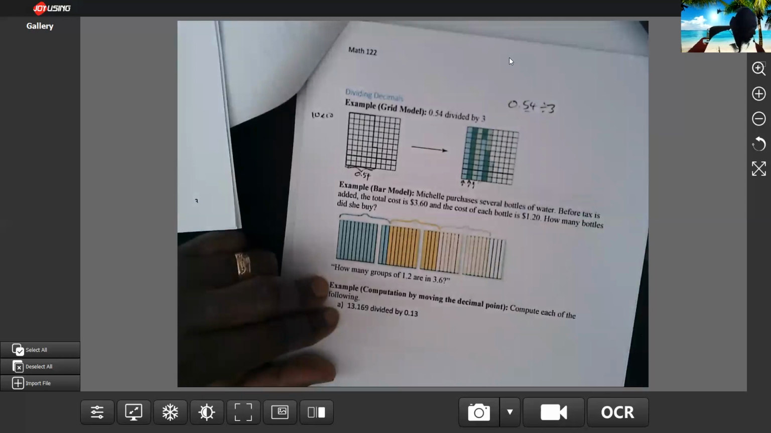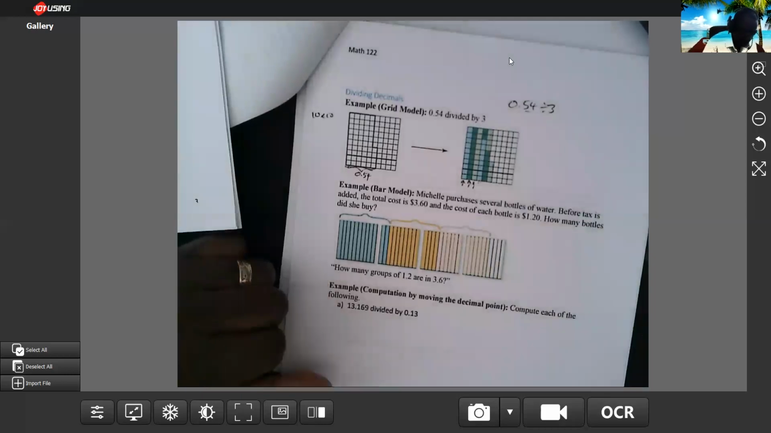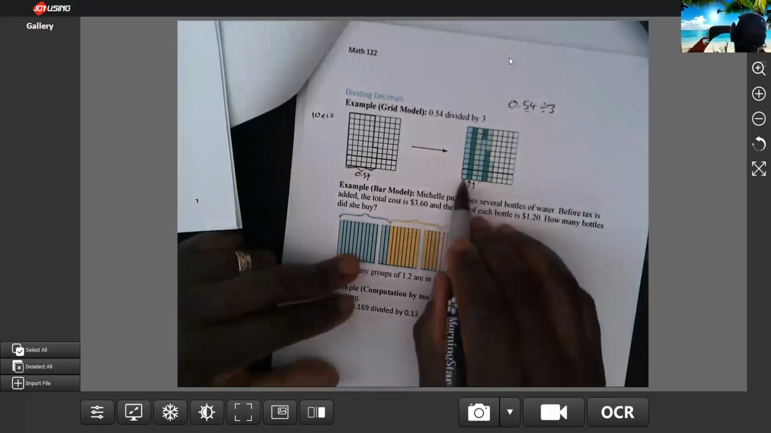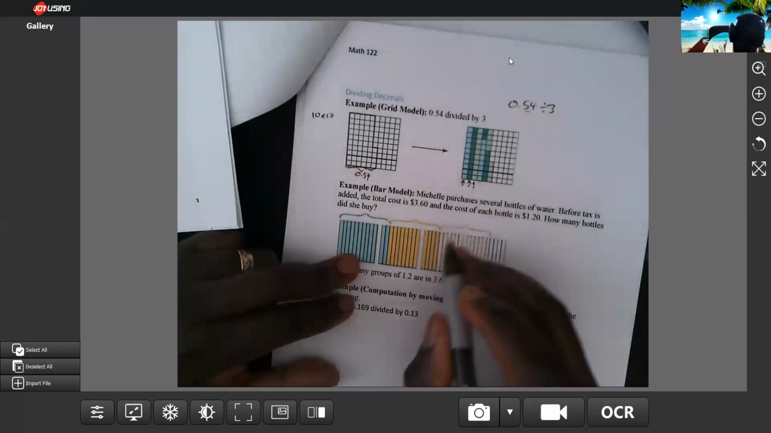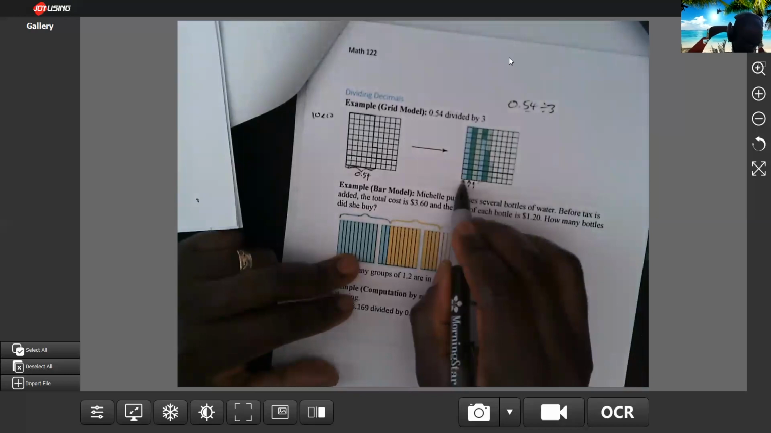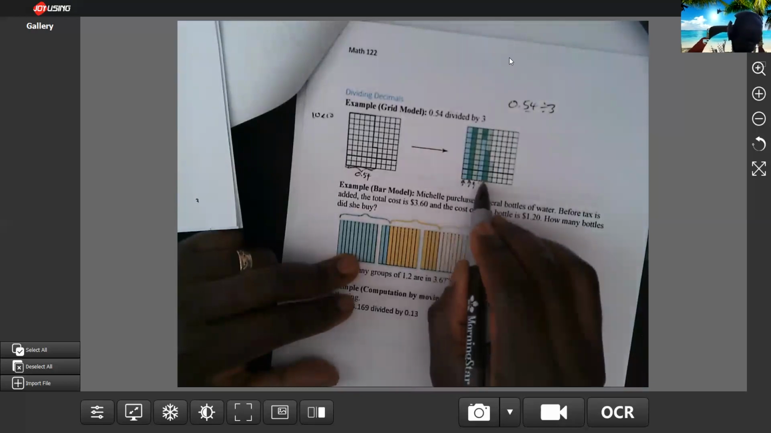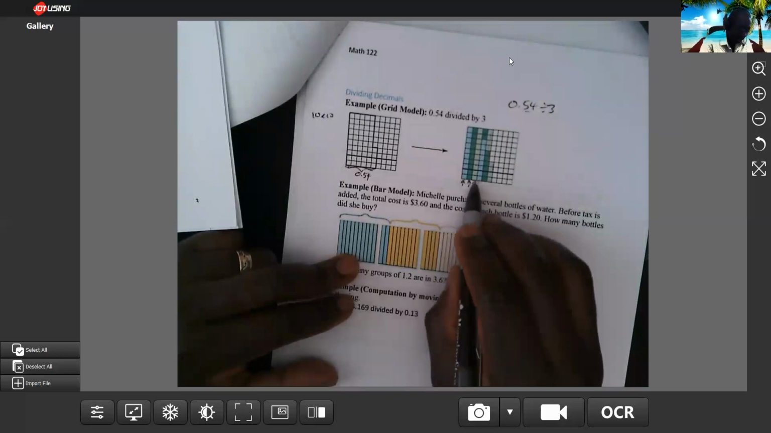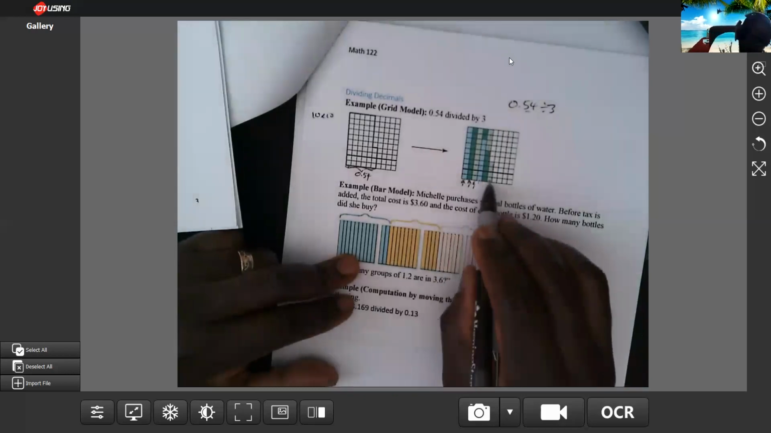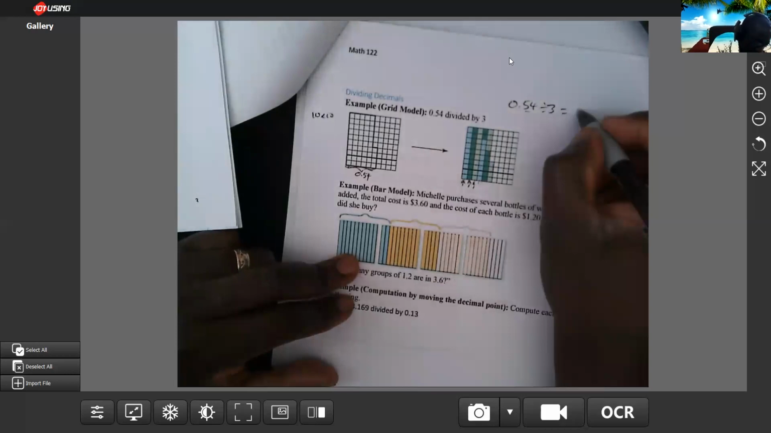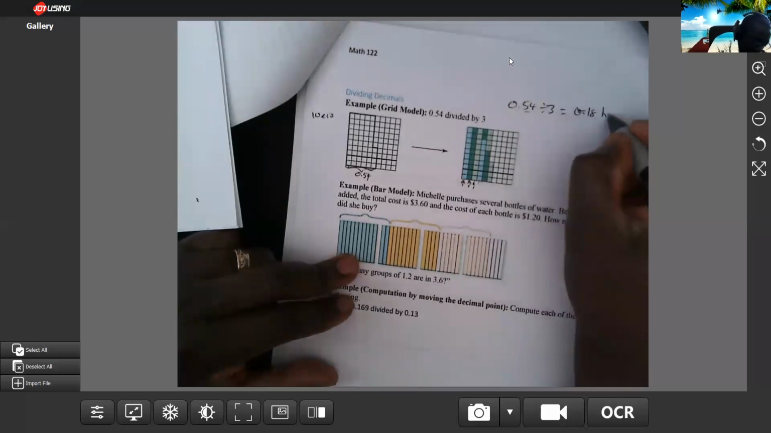Okay, so what does it mean? The answer will be, if you look at just each of the colors, that is 10 plus 8. Dark green, 10 plus 8. Then the light green is 10 plus 8. So the answer to this would be 0.18, that would be 18 hundredths.